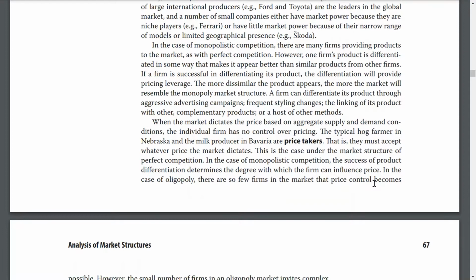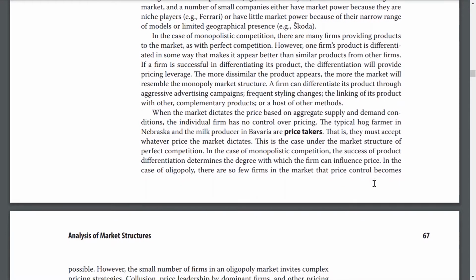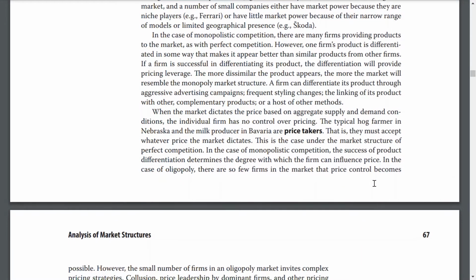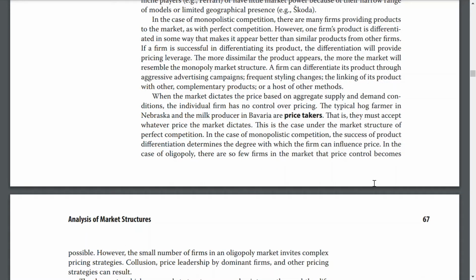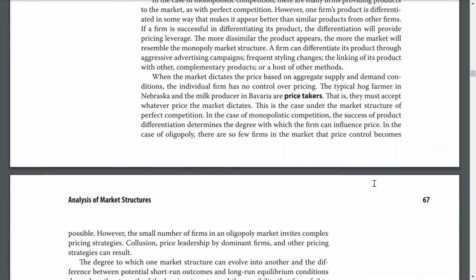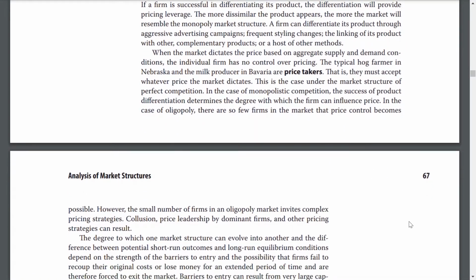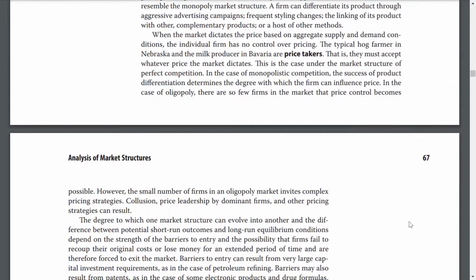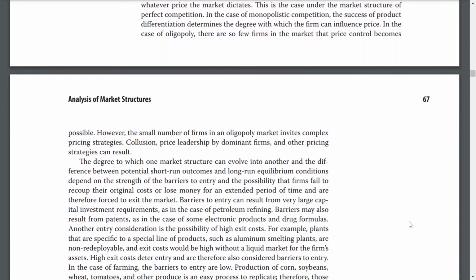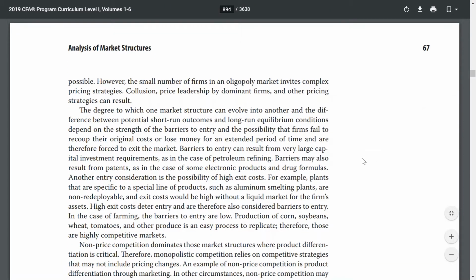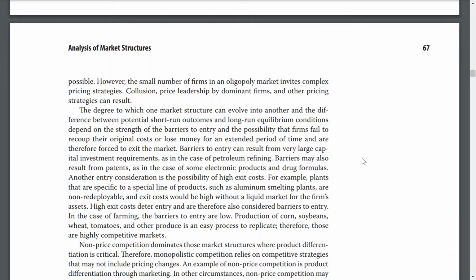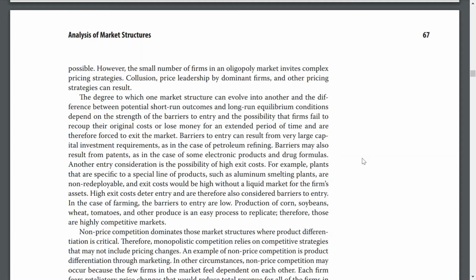That is, they must accept whatever price the market dictates. This is the case under the market structure of perfect competition. In the case of monopolistic competition, the success of product differentiation determines the degree to which the firm can influence price. In the case of oligopoly, there are so few firms that price control becomes possible. However, the small number of firms in the market invites complex pricing strategies, and collusion, price leadership, dominant firms, and other pricing strategies can result.